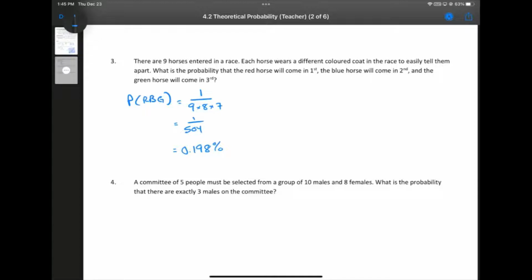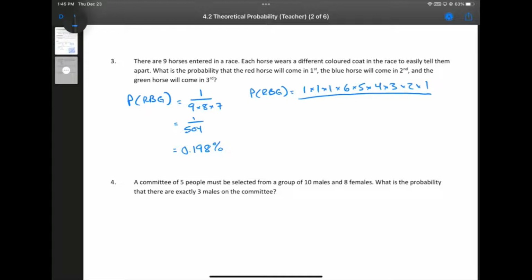Now, another way I could have thought about this problem is to actually consider all of the horses and say, okay, how many ways can the horses come in? So the first horse has to be red. There's only one way that can happen. Second horse has to be blue. Third horse has to be green. And then of the 6 remaining horses, the fourth spot could go to any 6 of them. And then 5, 4, 3, 2, and 1.